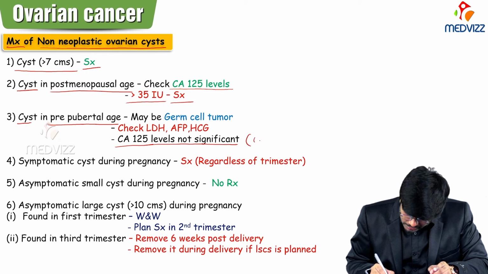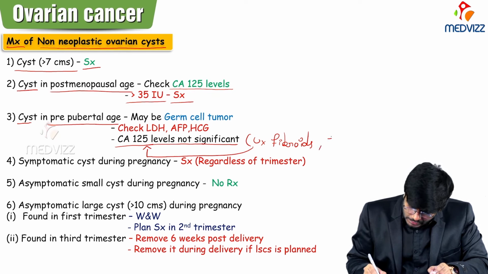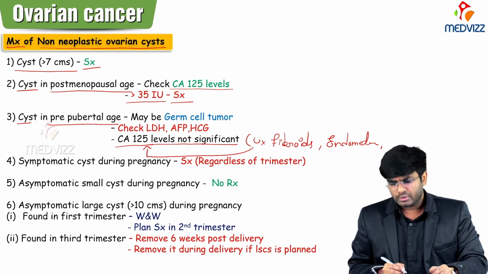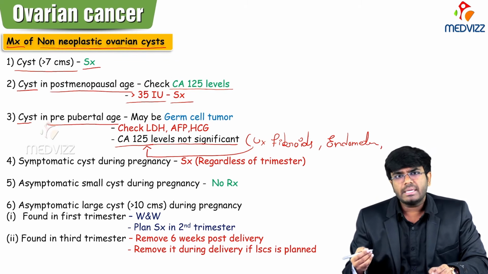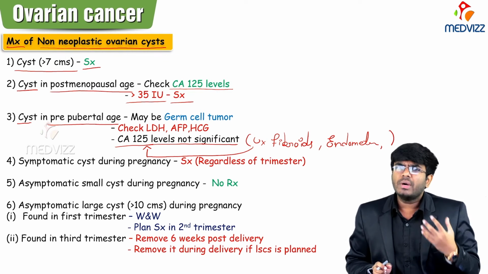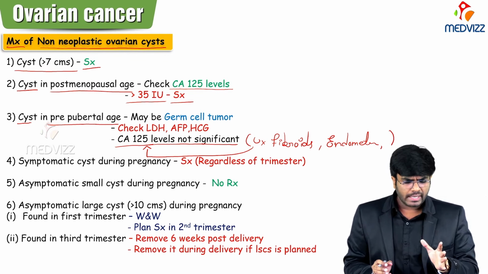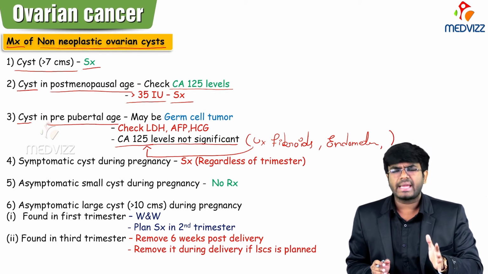Okay, let me show you here. Uterine fibroids are associated with increased CA125 levels, and endometriosis is associated with increased CA125 levels, or uterine TB is associated with increased CA125 levels. So in a prepubertal age group, CA125 levels are not significant. In a prepubertal age group, you have to think about a germ cell cancer.